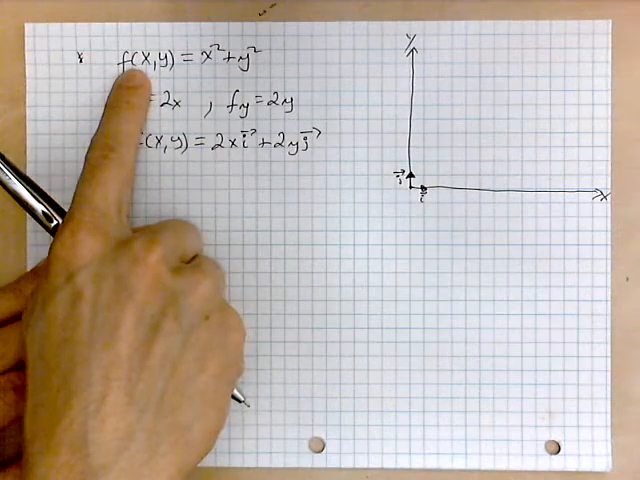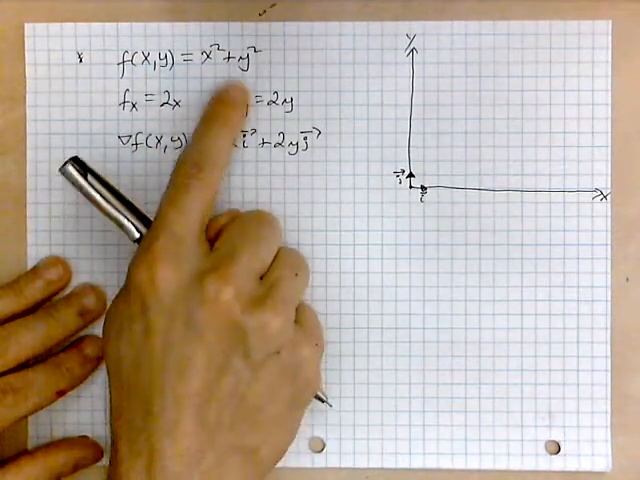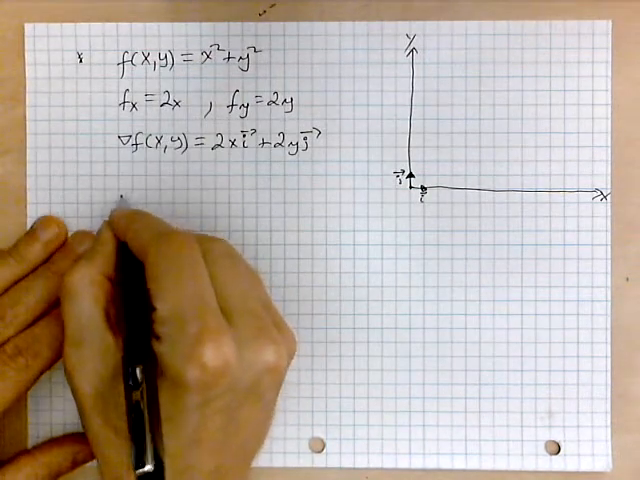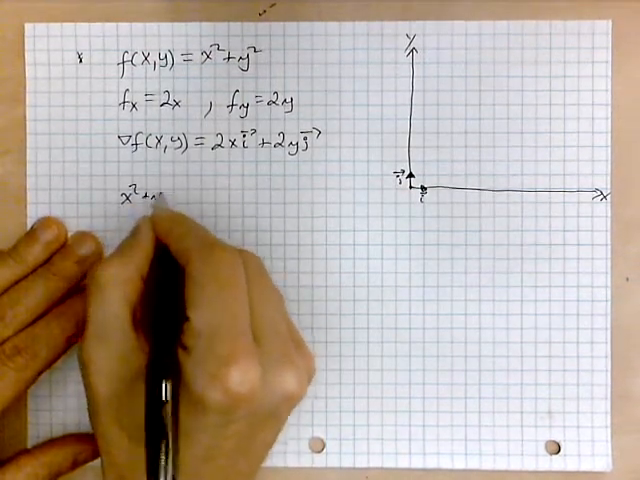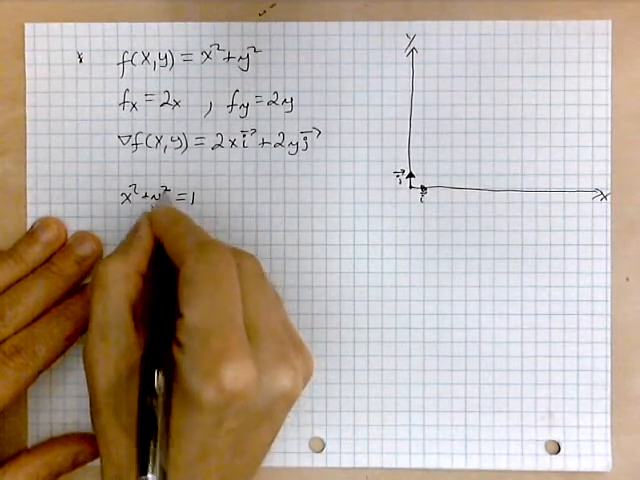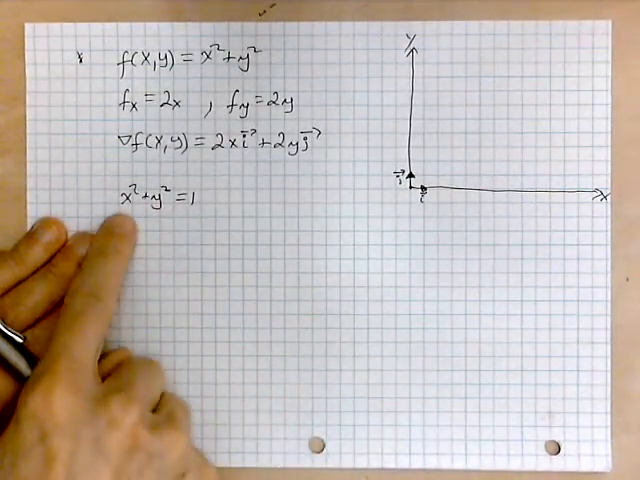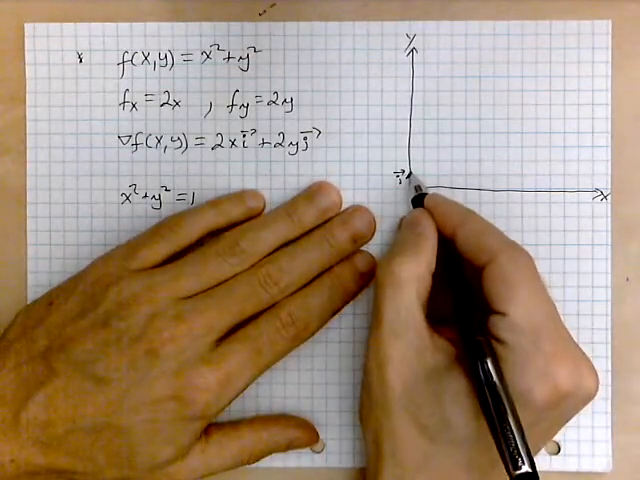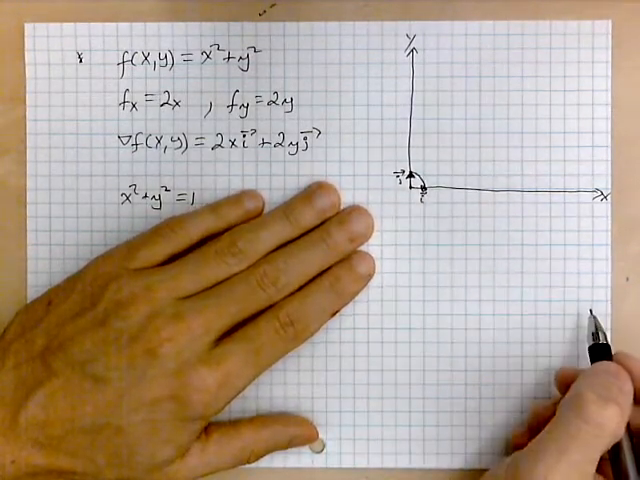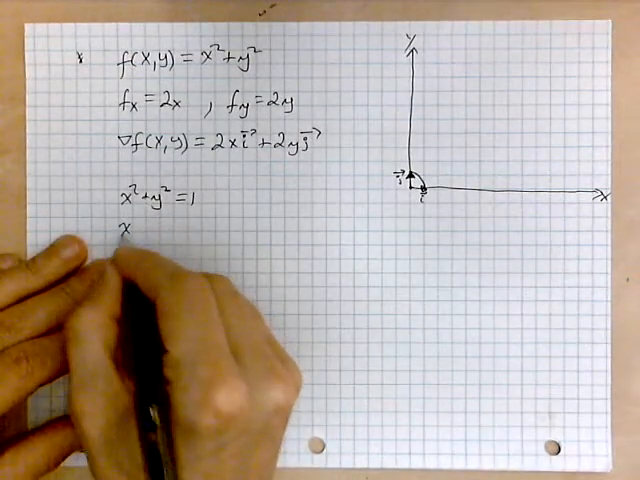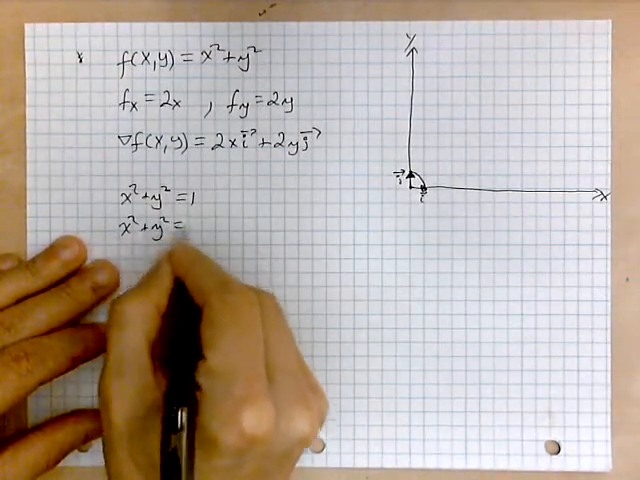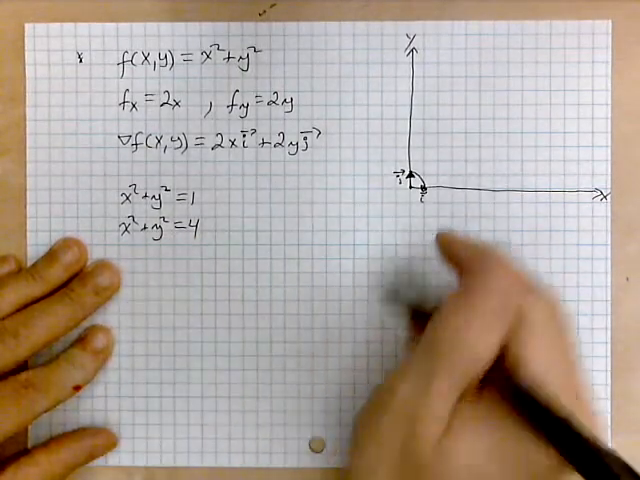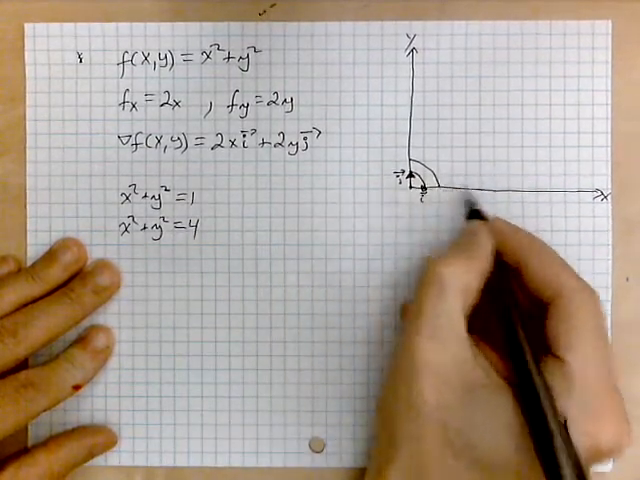And to do this meaningfully, let's take a look at a couple contour curves of the function f. So that comes from taking the function and setting it equal to a constant. Now this is a circle of radius 1. So that's a very small circle that looks like this. Let's take a look at another contour. Okay, so say this is now 4. This is a circle of radius 2. So it looks like this.